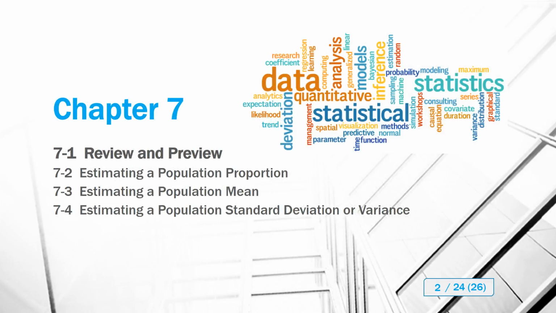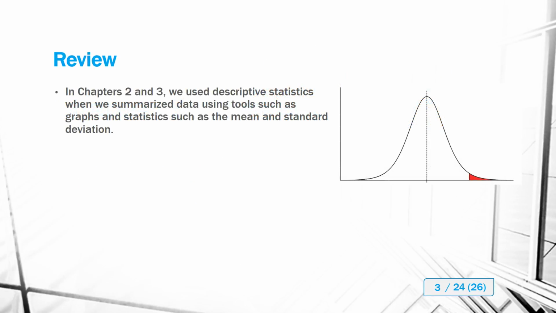In chapter 7 we're going to look at 4 sections. First we're going to review what we've done so far and have a preview for what's ahead. So in chapters 2 and 3 we use descriptive statistics, summarize data using tools such as graphs and statistics, such as the mean and the standard deviation.